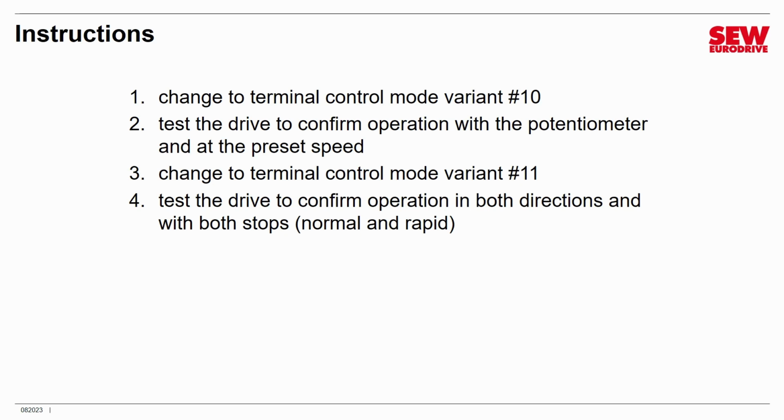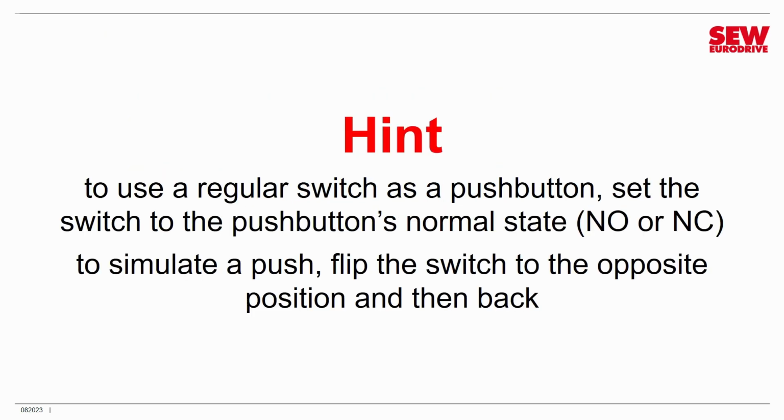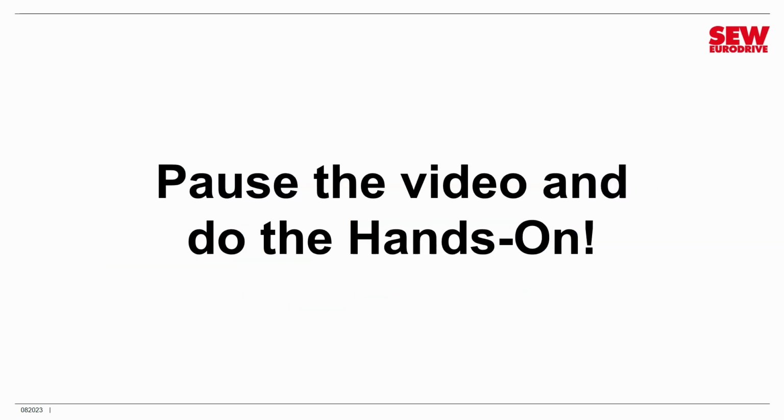Let me give you a tip. If you're thinking, wait a minute, I don't have push buttons on my demo unit, that's okay. You can use regular switches to simulate them. What you need to do is set the switch to the push button's normal state. So if the normal state is normally open, then turn the switch off. If it's normally closed, turn it on. And to simulate a push, flip the switch to the opposite position briefly and then flip it back. And that simulates a push button. So you can do that with ordinary toggle switches. Go ahead, pause the video, and do the hands-on.